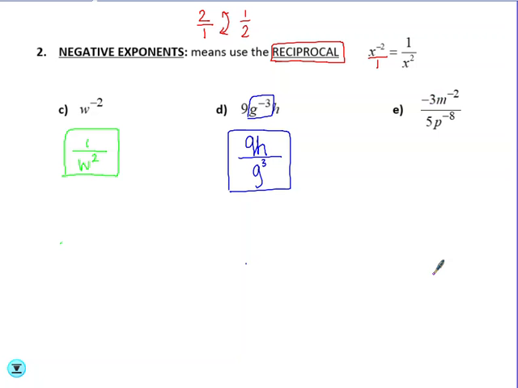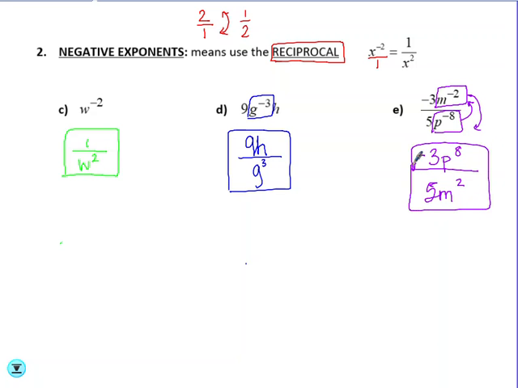When you see a negative exponent, that means that you need to move that part of your expression. If you have a negative exponent in the numerator, you need to move it to the denominator. If you have a negative exponent in your denominator, you need to move it to the numerator. So I'm going to take this and move it to the denominator, and this and move it to the numerator. So I'm going to have negative 3p to the 8th over 5m squared. And that is my answer.